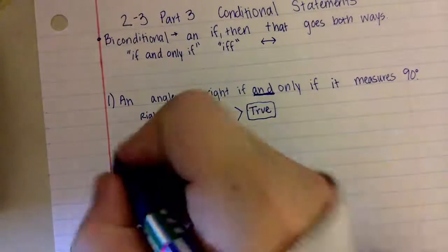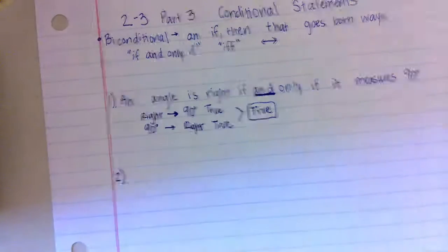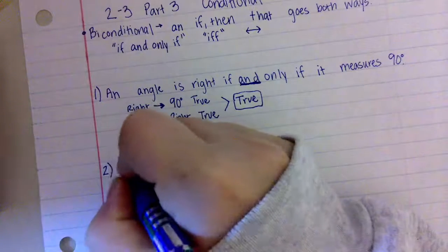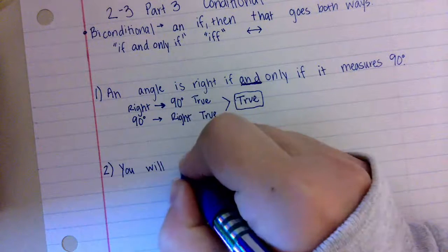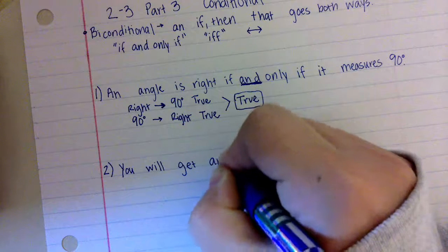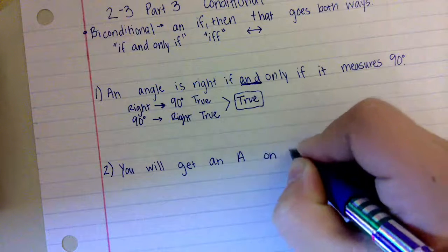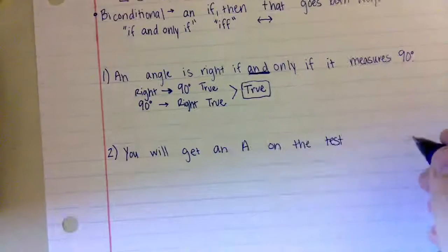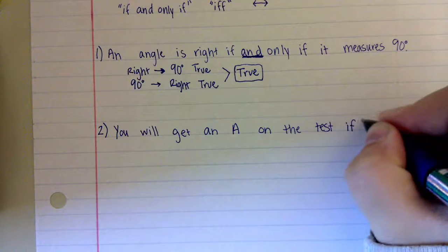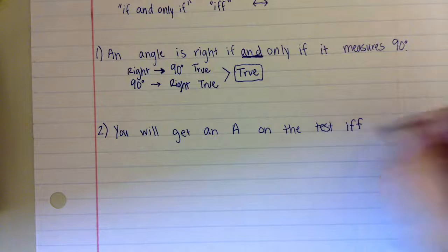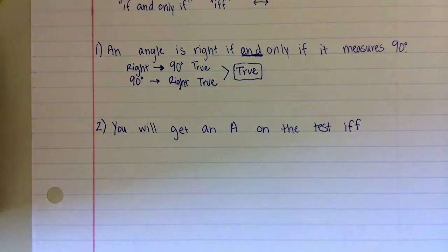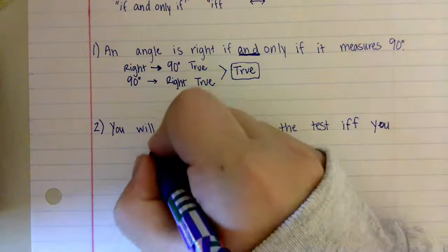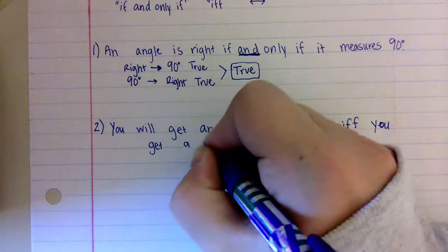All right, number 2. You will get an A on the test, if and only if you get a 94%. You still read that as if and only if.